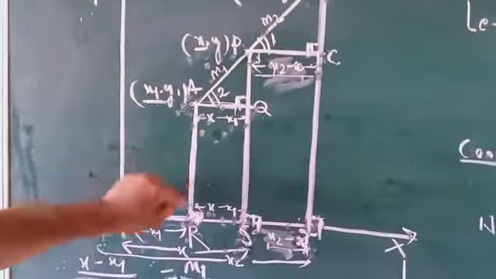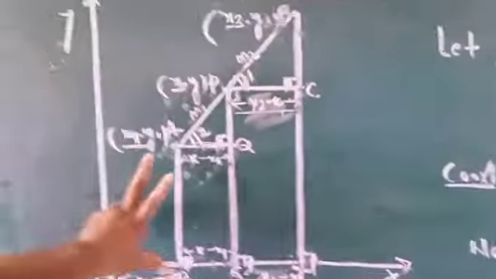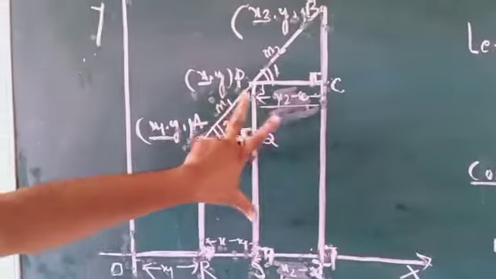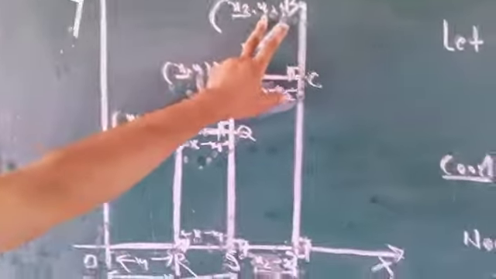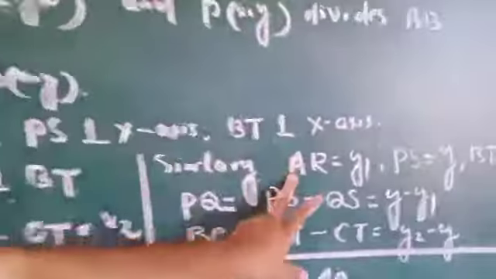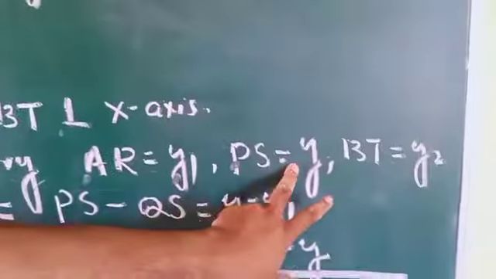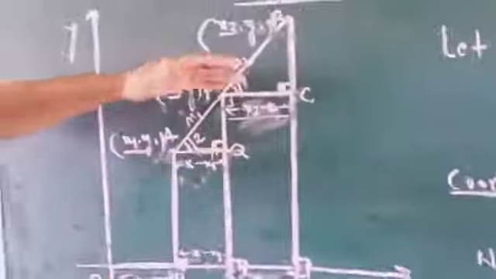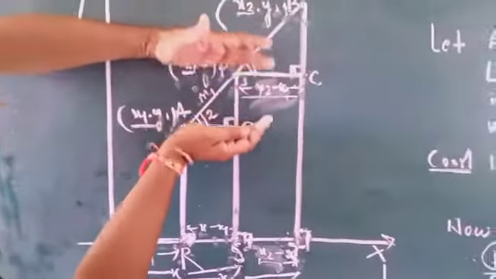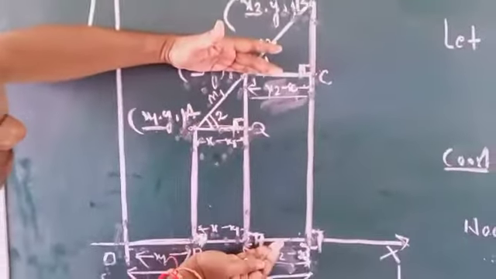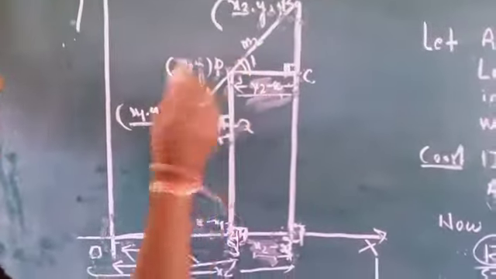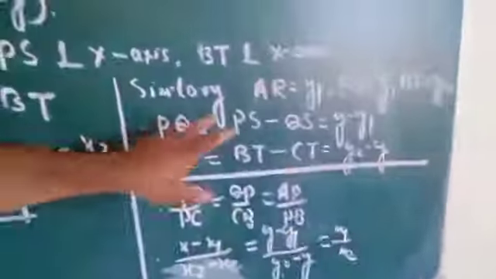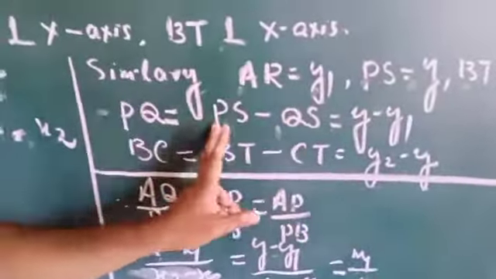Now AR, how much? AR means along the y-axis. AR is equal to y1, PS is equal to y and BT is equal to y2. I have written here similarly: AR is y1, PS is y and BT is y2. Now what will be PQ? PQ is equal to PS minus QS. So I have written PQ is equal to PS minus QS.